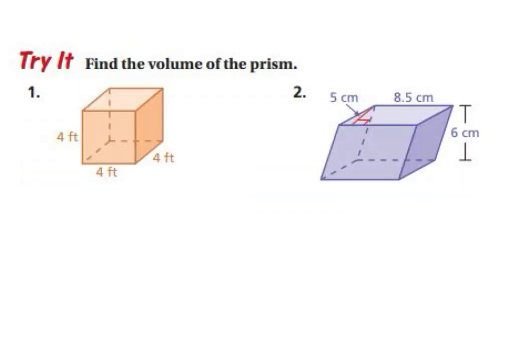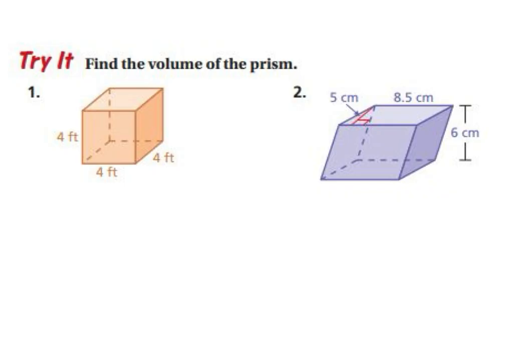So then here are your two try-its. Find the volume of the prisms. Notice for the second prism, again, it's kind of like that pink eraser where the sides are a little bit slanted. You're still just finding the area of a base and then multiplying by height.